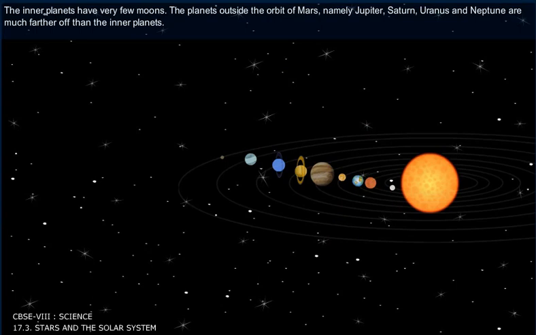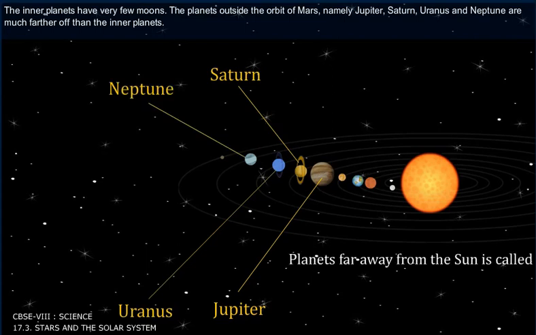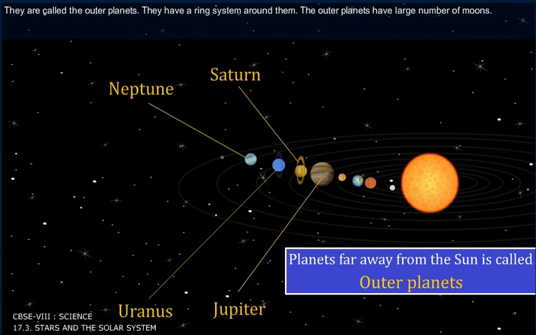The planets outside the orbit of Mars, namely Jupiter, Saturn, Uranus, and Neptune, are much farther off than the inner planets. They are called the outer planets. They have a ring system around them. The outer planets have a large number of moons.